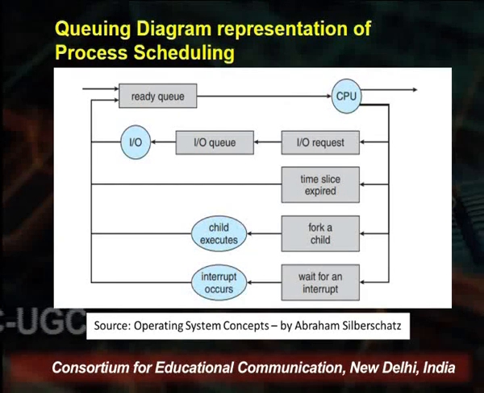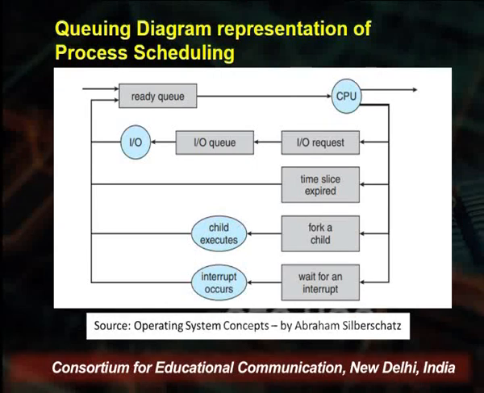Or the fourth scenario could be the fourth box, where the CPU is taken up by the process, but there is an interrupt, and now it is going to wait for the interrupt. The interrupt occurs, and after the interrupt handler it is going to go to the ready queue.